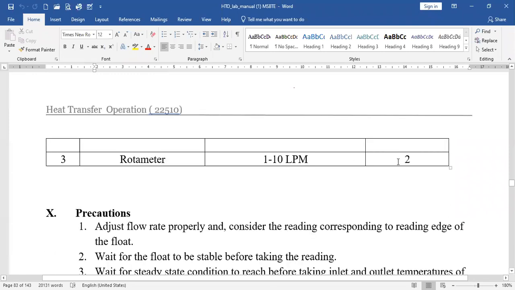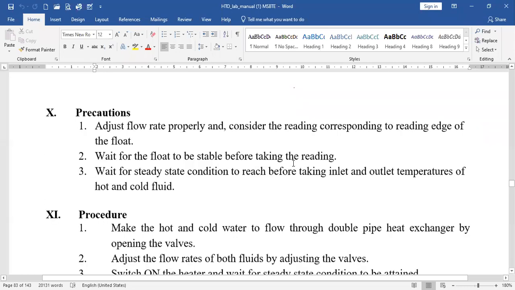Then rotameters, that is, 2 rotameters are required, and the range may be 1 to 2 LPM. In some of the setups, that may be in terms of LPH. In some of the setups, that may be in terms of LPS. So the approximate volumetric flow rate is 10 liters per minute.